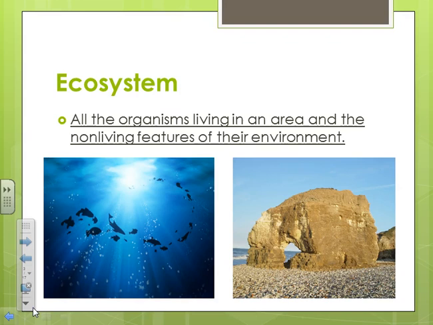Okay, let's start off with what an ecosystem is. So go ahead and put the word ecosystem to the left. So an ecosystem is all of the organisms that are living in an area and the non-living features of the environment. So you've got both living and non-living pieces of the ecosystem. So all the organisms living in an area and the non-living features of their environment.